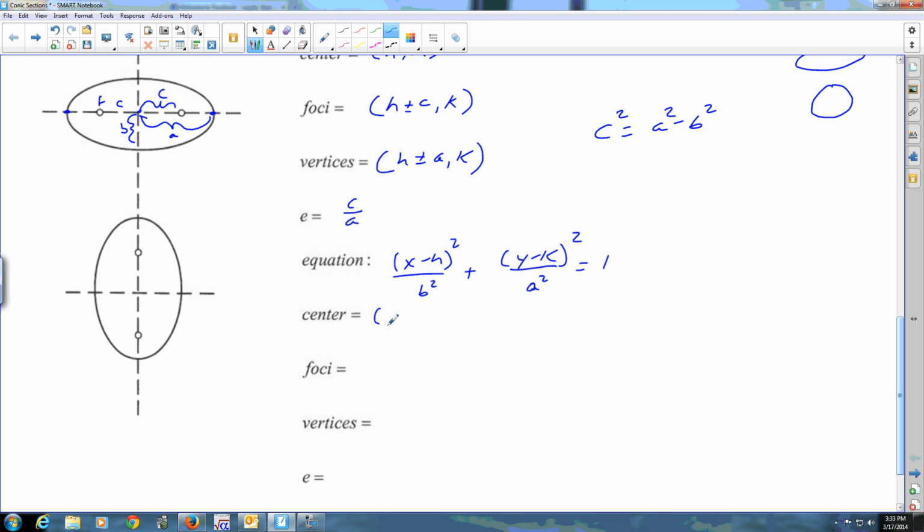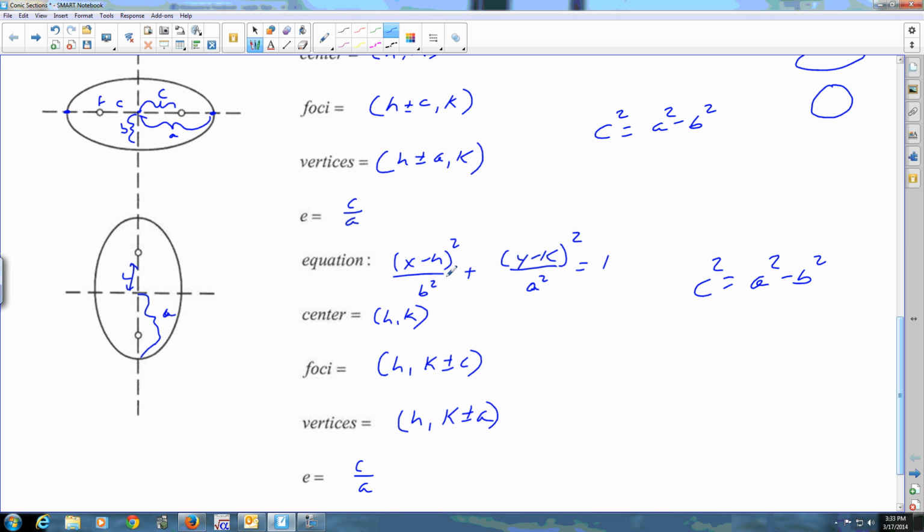The center is still going to be at (h, k). The foci, this distance up from the center is still going to be c, but you're moving in the y direction, so it's (h, k plus or minus c). Your vertices, this distance here all the way down is going to be a, and you're not moving left and right, so it's (h, k plus or minus a). And then the eccentricity is still c over a, where c is found with this relationship.